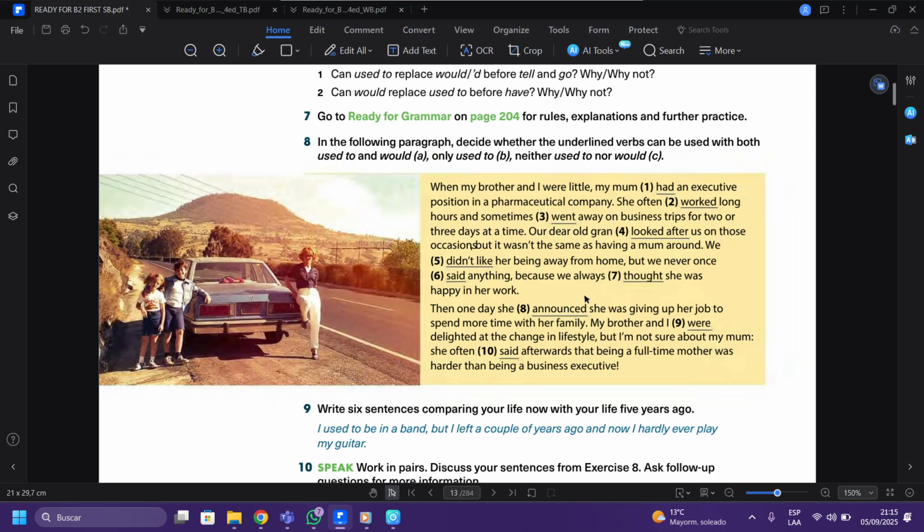The next one, number 5. We didn't like her being away from home. We can say we used to like her being away from home, or we would like her being away from home. The first one. Yes, the first one. Perfect. Number 6. But we never once said anything. We can say we never used to say anything, or we never would say anything.